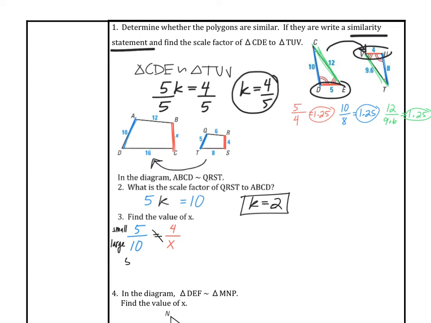5 times x is 5x. 10 times 4 is 40. And solve. So we need to divide by 5. So x equals 8. So that missing side length is 8. You could get the same thing by just doing this side, 4 times the scale factor 2, to get 8. If that makes more sense to you, great, go for it.